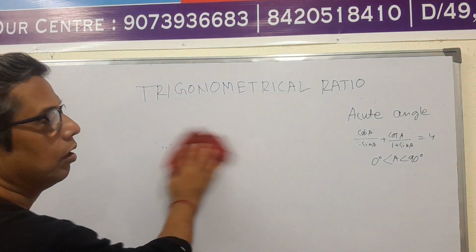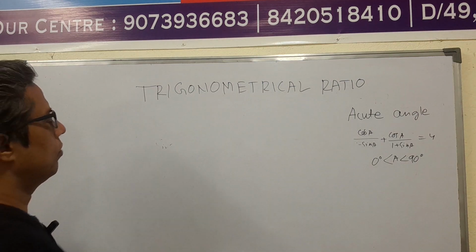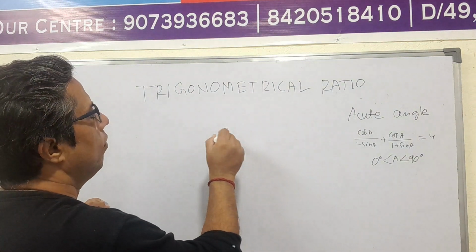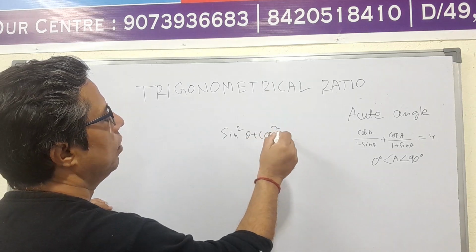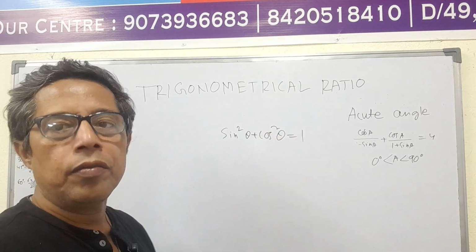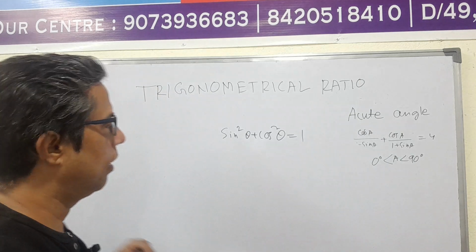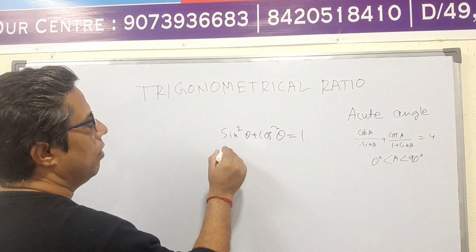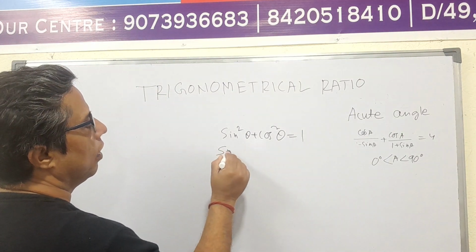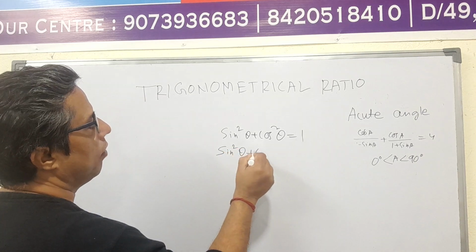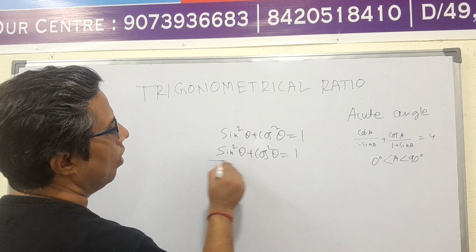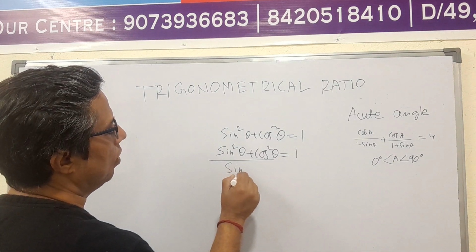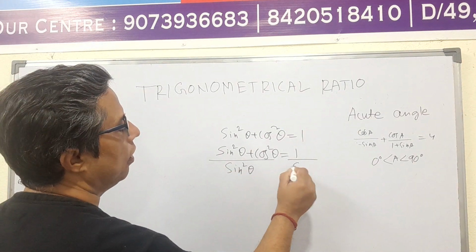Now, what are the relations which will help us? You only have to remember sine square theta plus cos square theta is equal to 1. From here you will get the other relations. So if you divide both sides by sine square theta, let's see what comes. Sine square theta plus cos square theta equals 1. Now divide both sides by sine square theta.